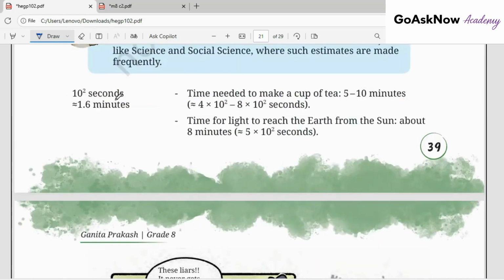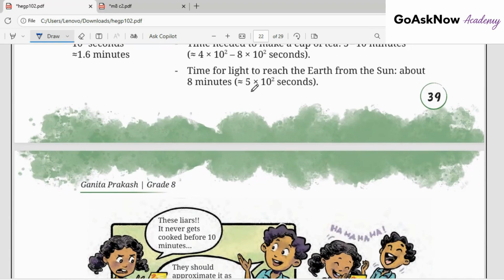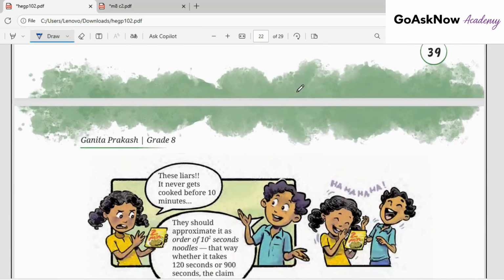Next, 10 power 2 seconds, 1.6 minutes. Time needed to make a cup of tea, 5 to 10 minutes, that is 4 into 10 power 2 to 8 into 10 power 2 seconds. Time for the light to reach the earth from the sun, about 8 minutes, which is 5 into 10 power 2 seconds.